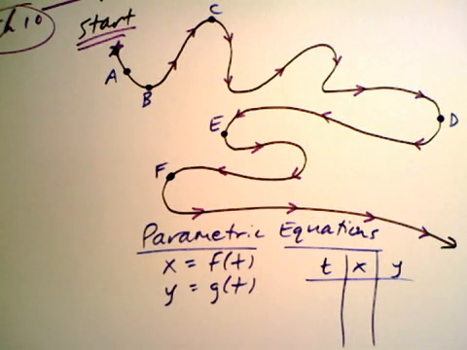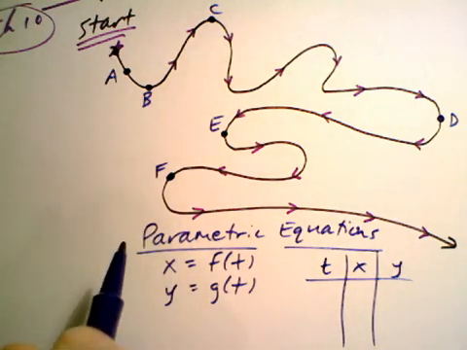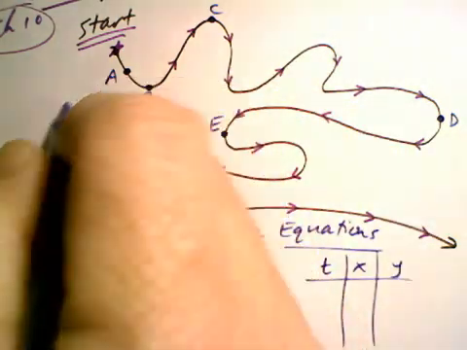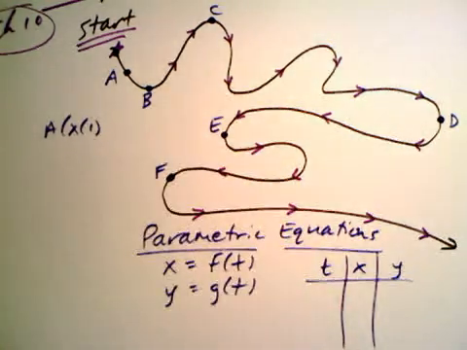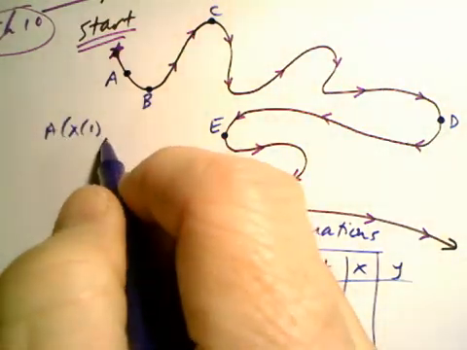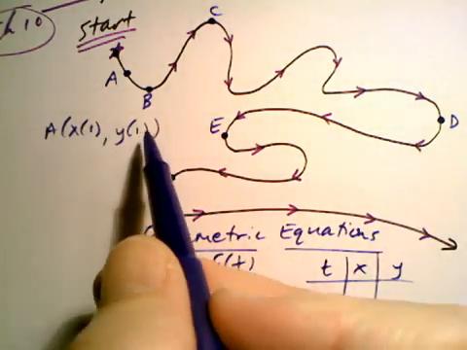And anyway, I wanted to talk about little tidbits of information here about point A. Let's say, in fact, let's give point A the coordinates x of 1. Let's say at the 1 second mark, A has the coordinates x of 1, y of 1, where x and y both depend on t.